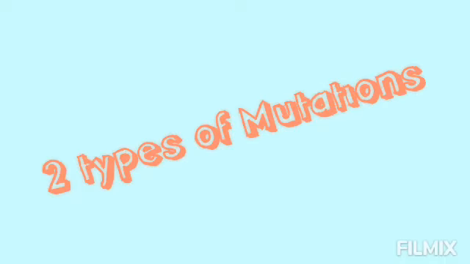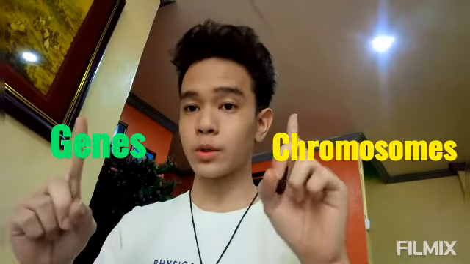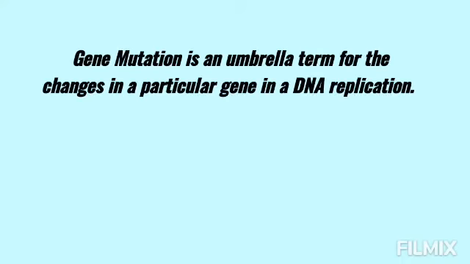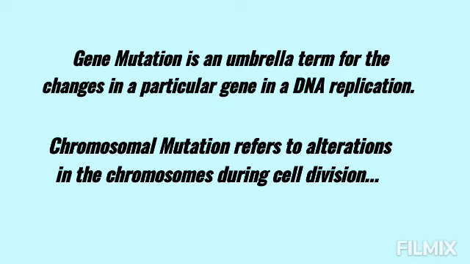Types of mutation. Generally, there are two genetic components: genes and chromosomes. Gene mutation is an umbrella term for the changes in a particular gene during DNA replication, while chromosomal mutation refers to alterations in the chromosomes during cell division.